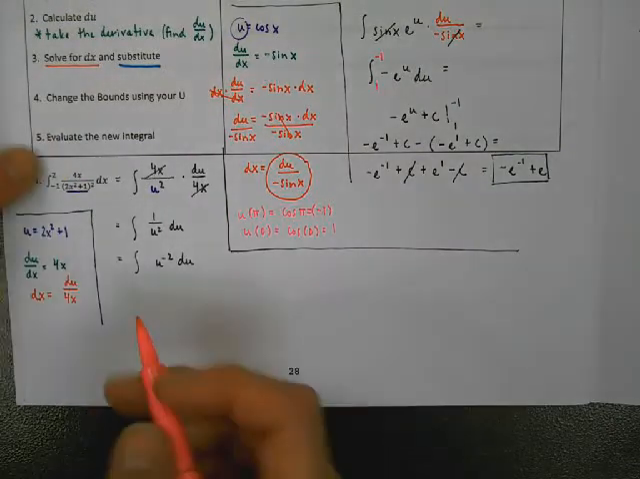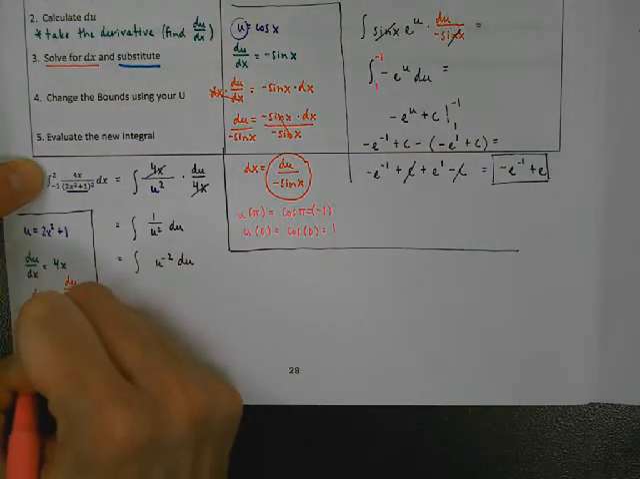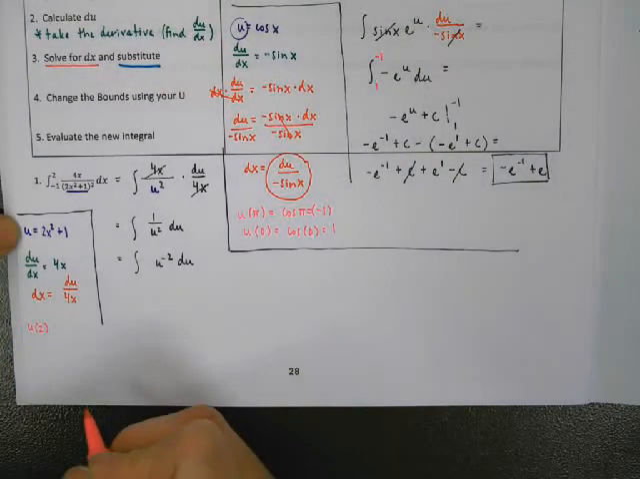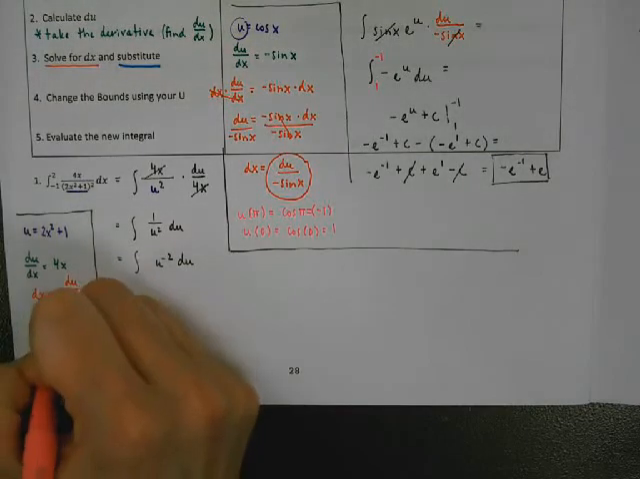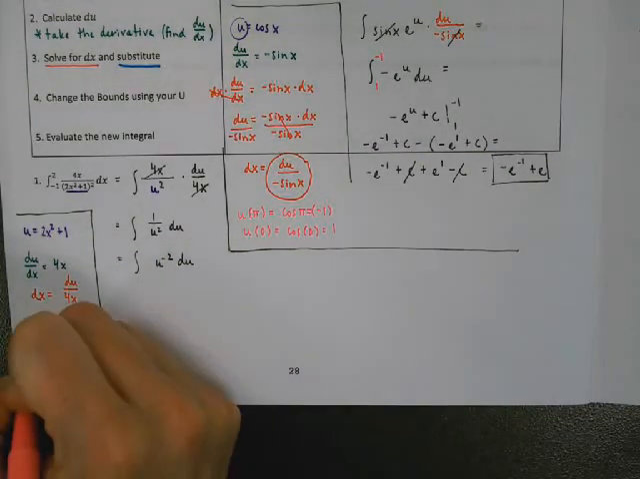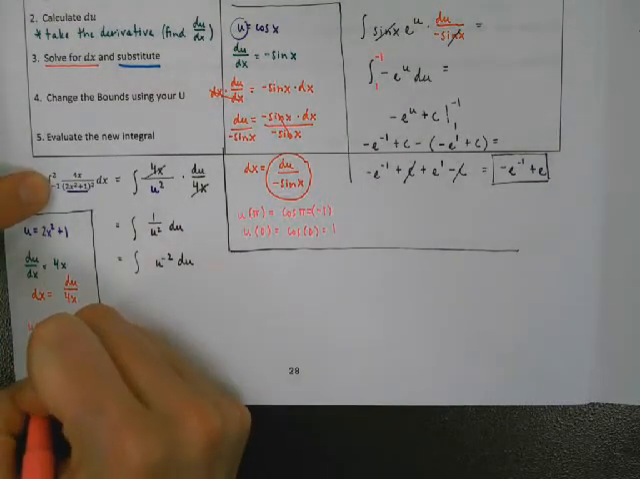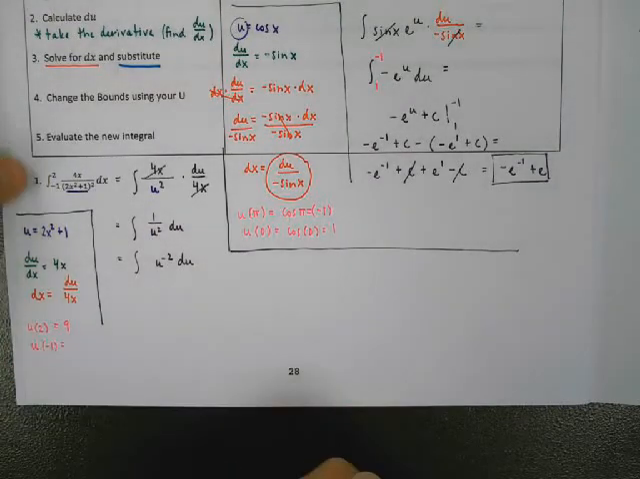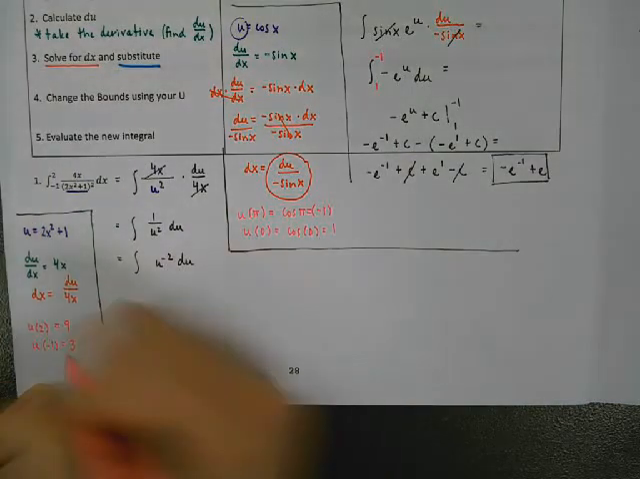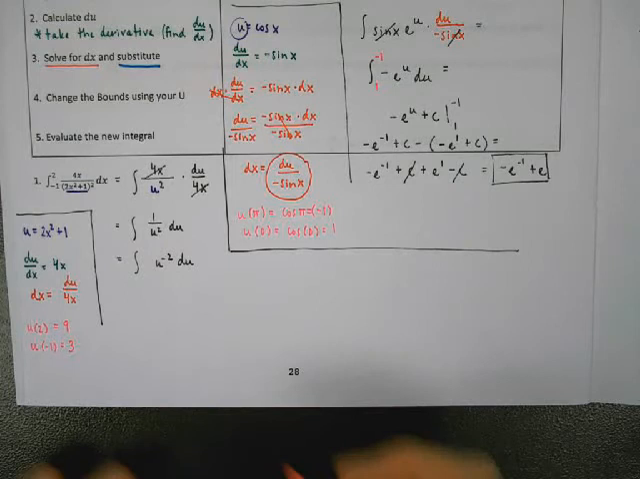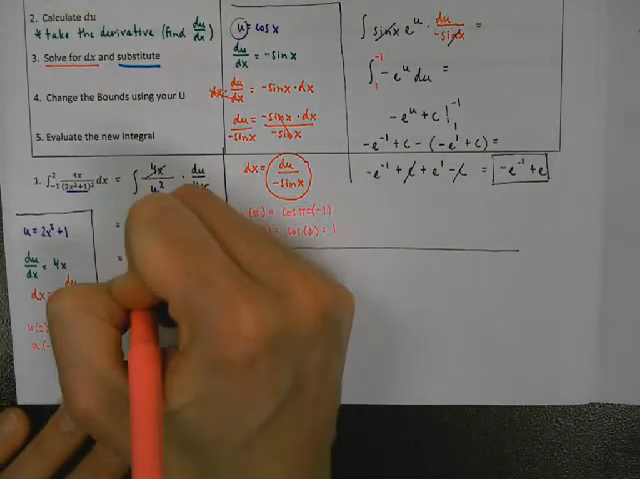So my upper bound, if I take u of 2, this is going to get plugged into my u equals. If I plug in 2, I get 4 times 2 is 8 plus 1 is 9. And then my lower bound is negative 1. So I have 2 times a negative 1 squared. That's 2 plus 1, which is equal to 3. So my new bounds in my problem are 3 and 9.